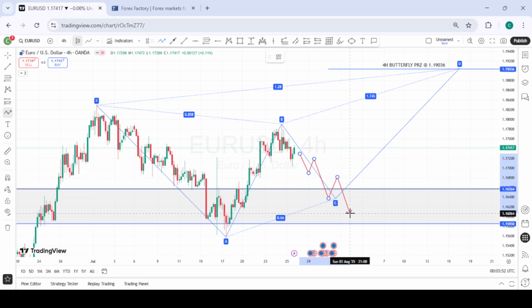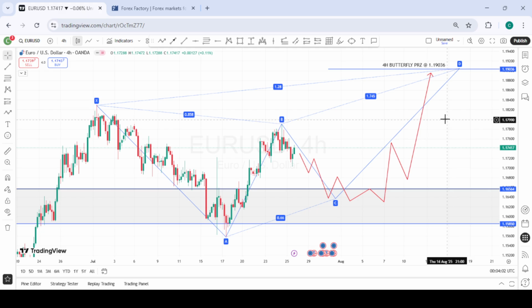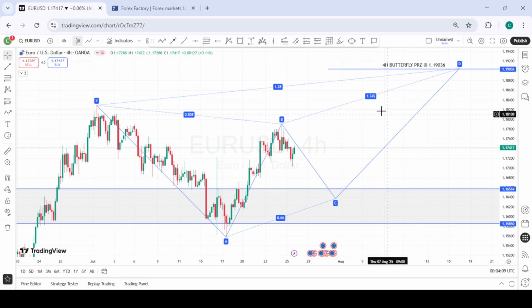Price gives us a reversal pattern, then we continue to the upside. Sorry for the illustration that I just made. So we're looking forward to see EURUSD buy to the upside. Price might not necessarily come into this zone. Price might just give some short pullback, give us a reversal pattern.